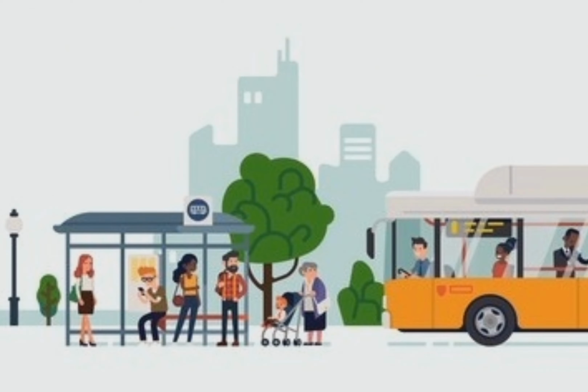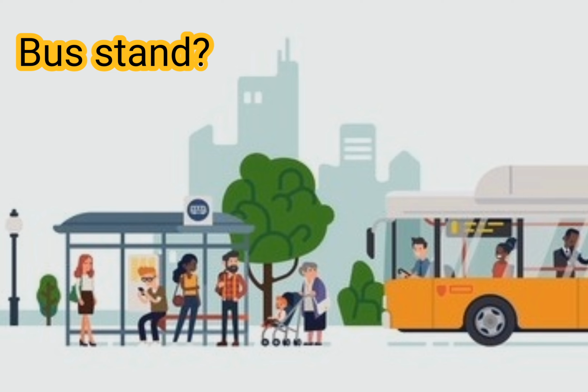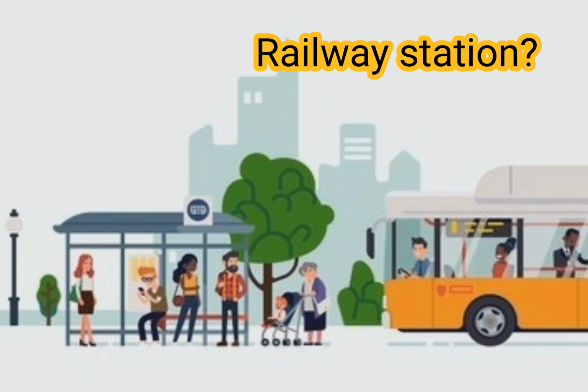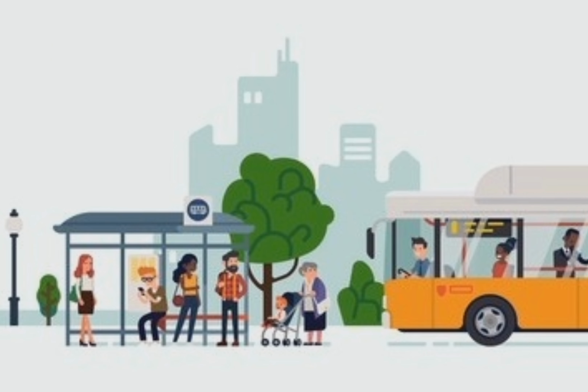So let's now quickly do one picture description. Now observe the given picture. What do you think the picture is about? Is it a bus stand or a railway station? After that, focus on the weather. Can you guess what kind of weather it is?